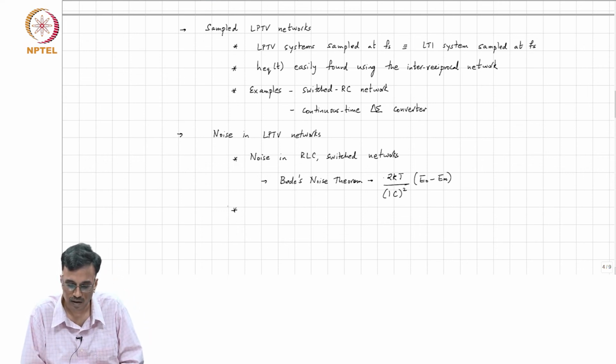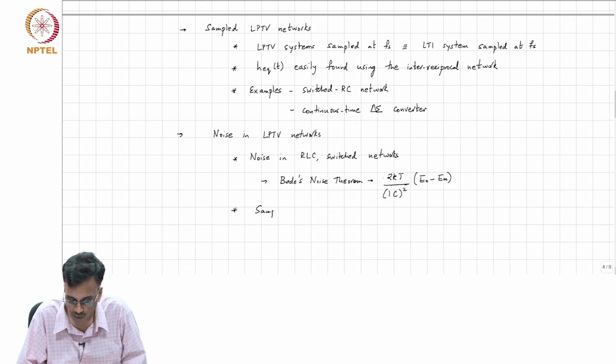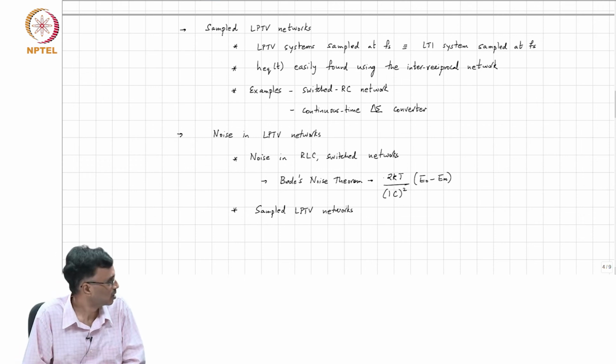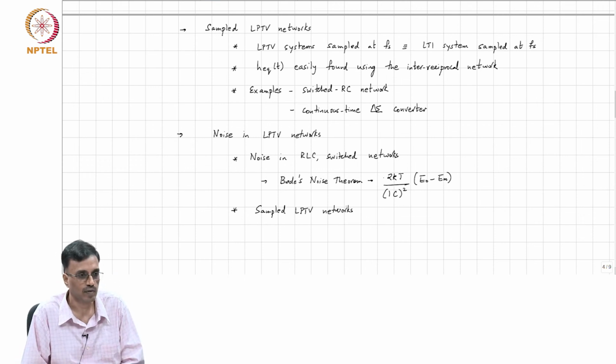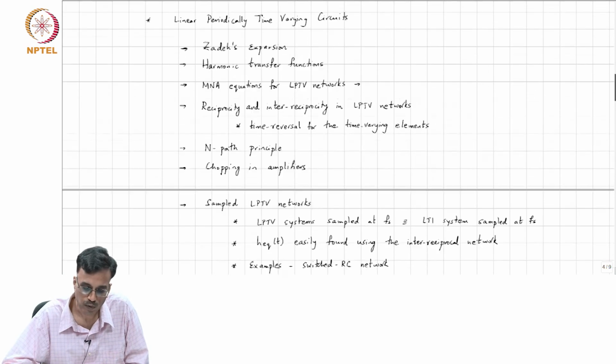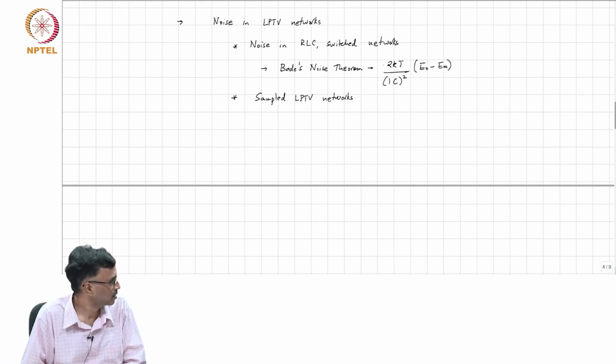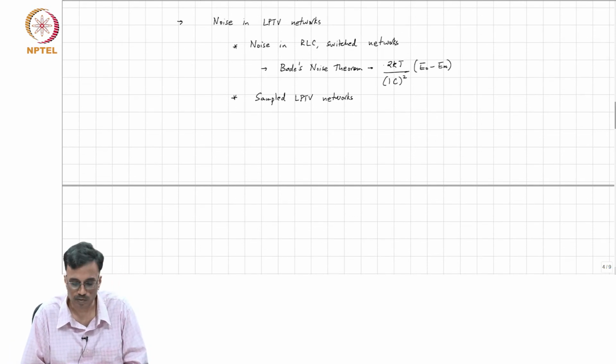Then of course, with sampled LPTV networks, it is very straightforward. You just find the equivalent noise transfer function from the noise source to the output, that is an LTI system, and you can find the corresponding noise spectral density and so on. So, that was basically all that we covered as far as time varying circuits and systems was concerned.